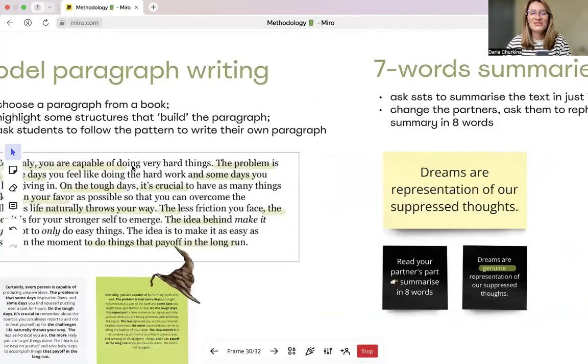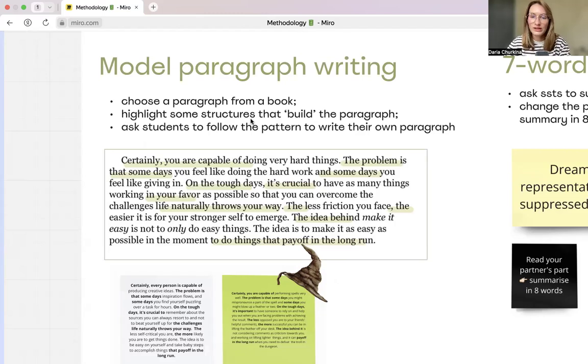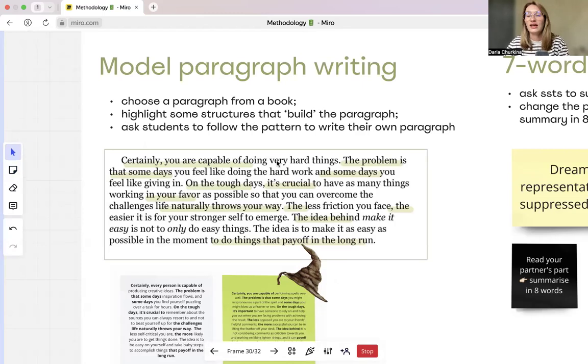I'm loving it. So what you do here is you choose a paragraph from a book. You highlight some structures that build the paragraph, and you ask your students to follow this pattern to write their own paragraph. So these are some of the structures that I have chosen.